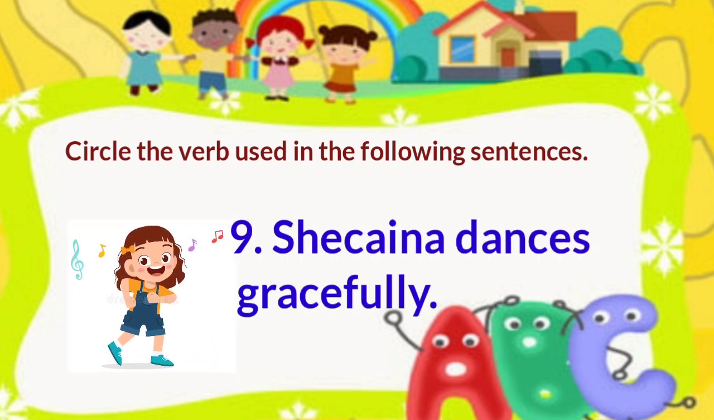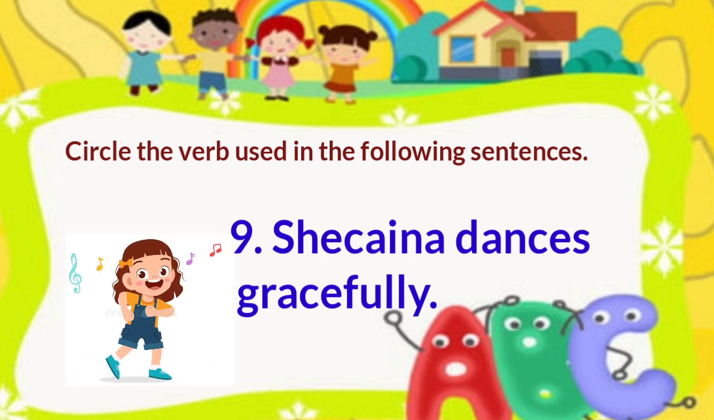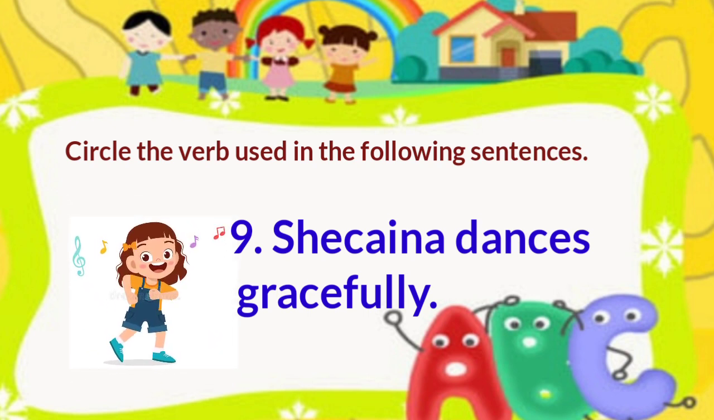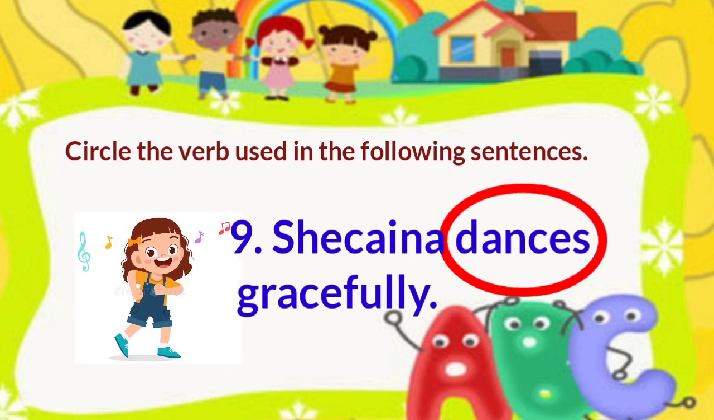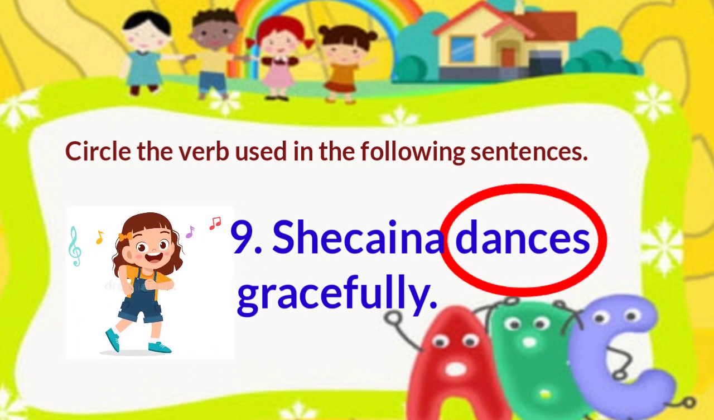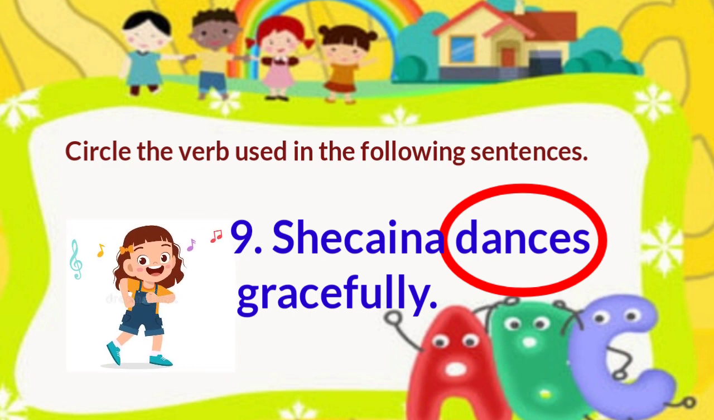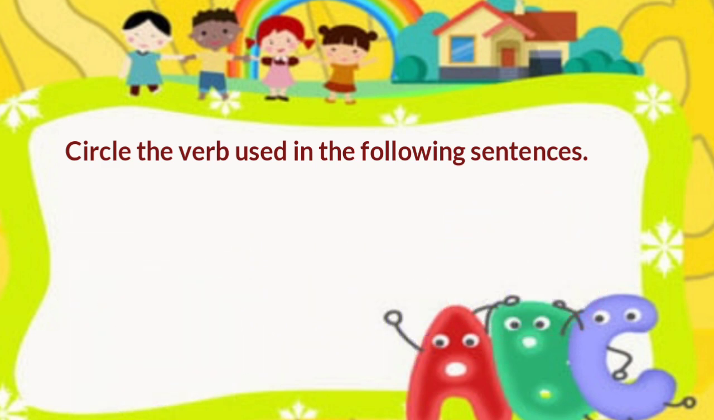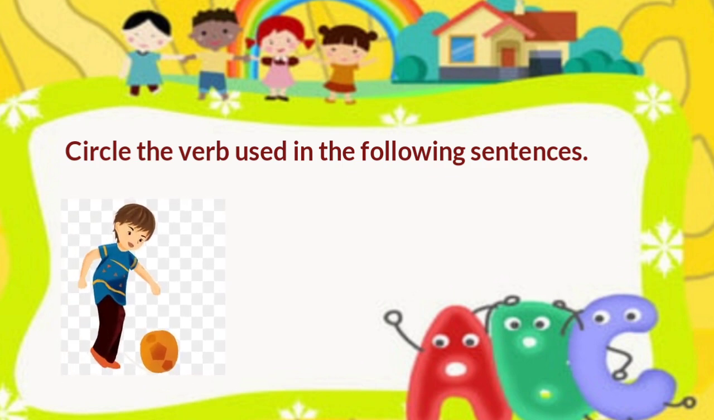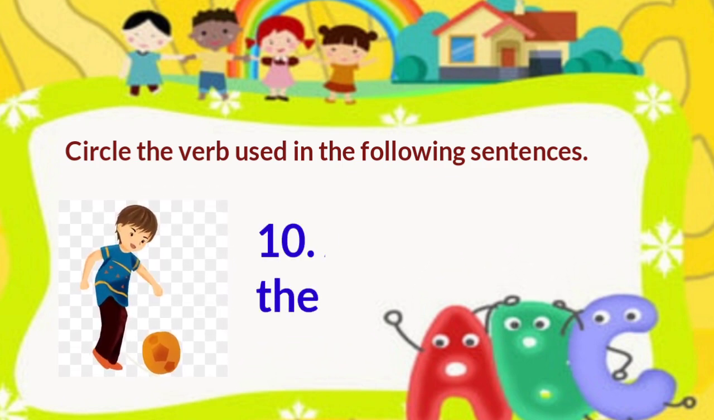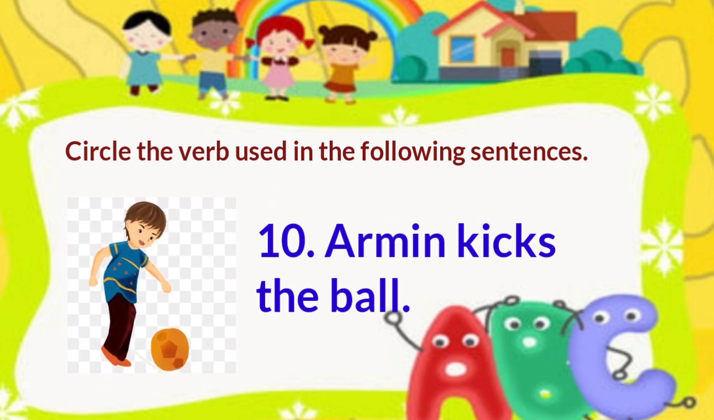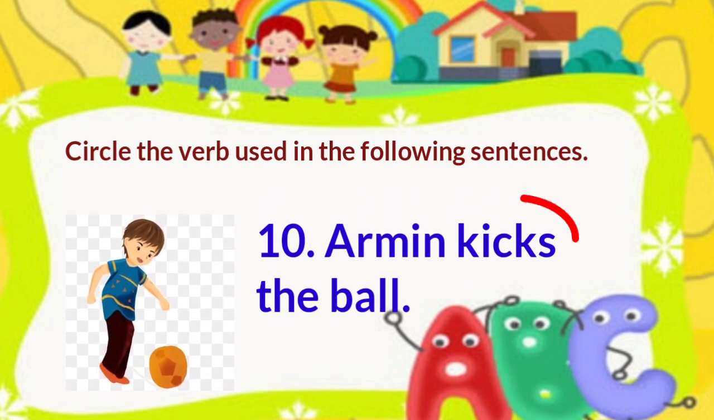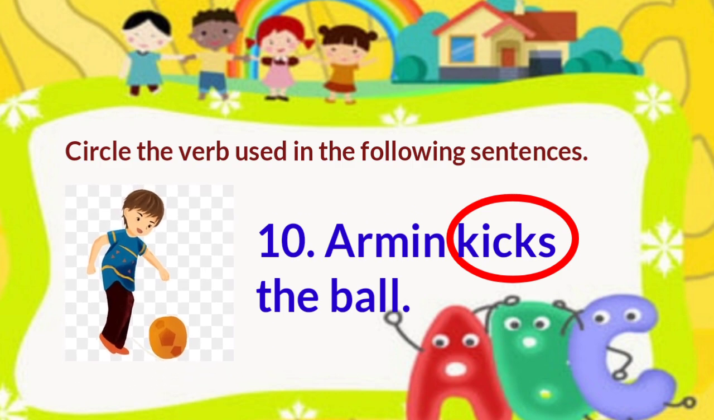Number 9. Shekinah dances gracefully. Dances. Very good. Armin kicks the ball. Kicks. You are correct.